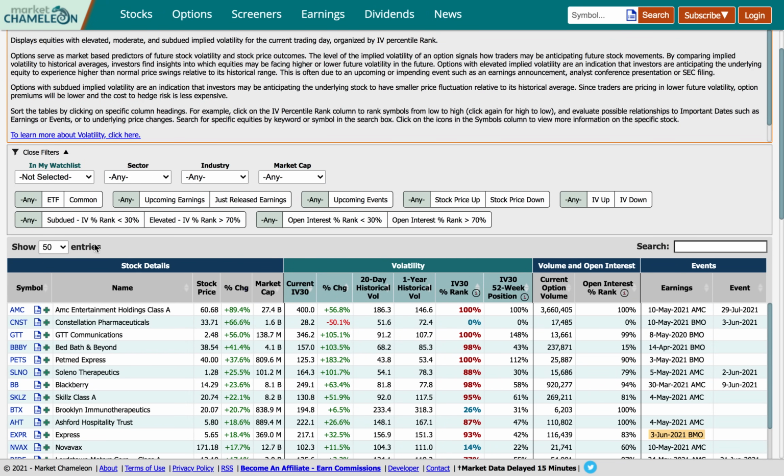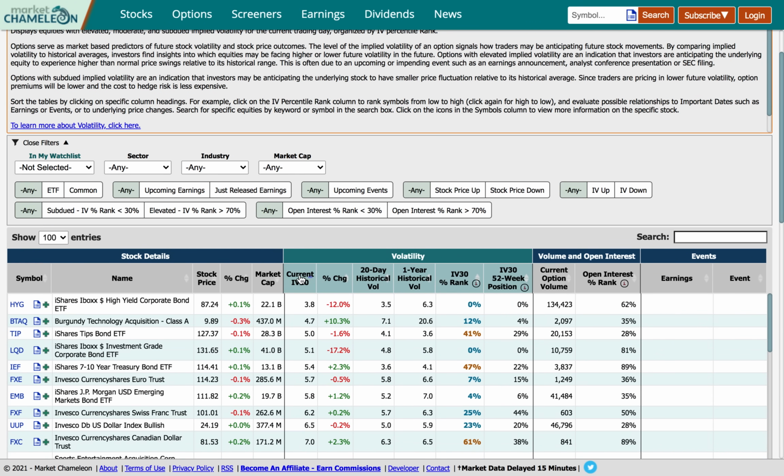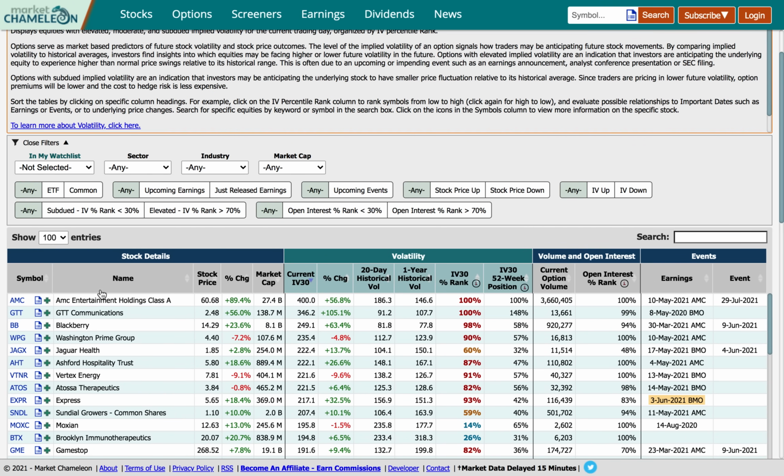So what I'm first going to do is I'm going to click here and I'm going to do show 100 entries. And then I'm going to sort this by current IV 30. So this is the estimated implied volatility of theoretical 30-day options for this stock on the left here. So I'm going to click on it and then I'm going to click on it again. So this will start off by showing me stocks with the highest implied volatility all the way down to the lowest. So the highest right now is AMC. AMC very volatile right now.